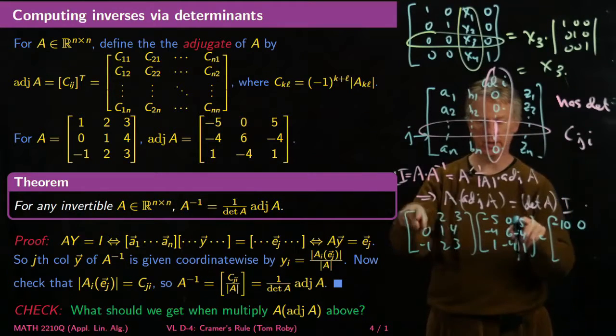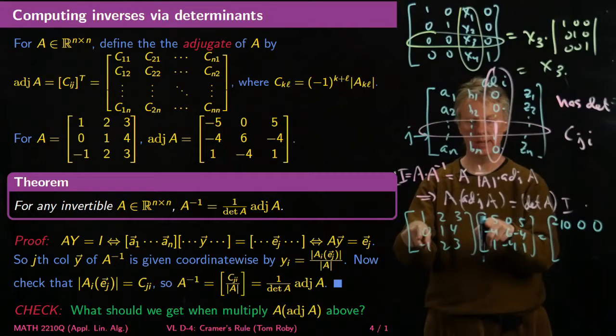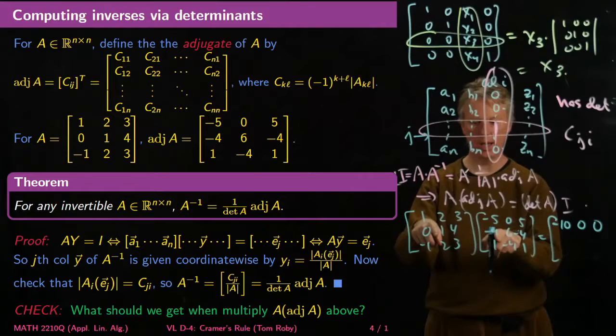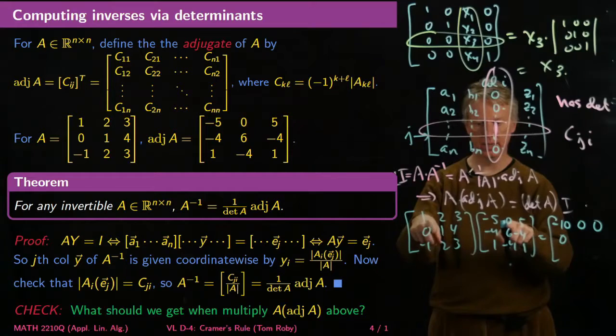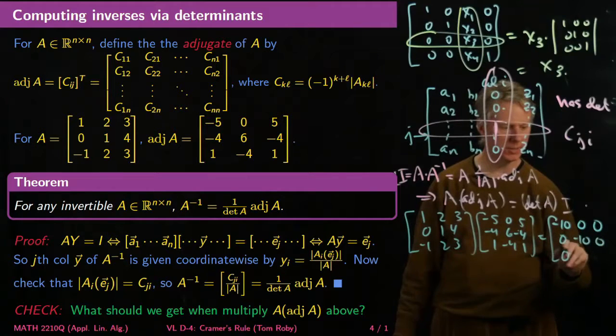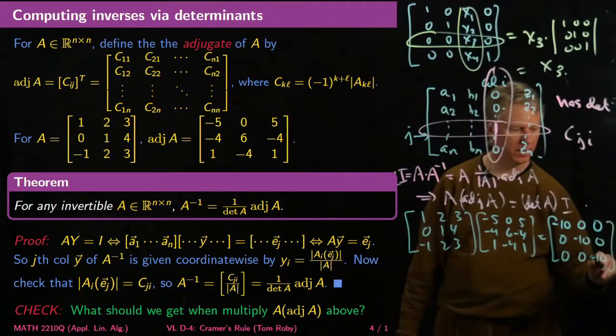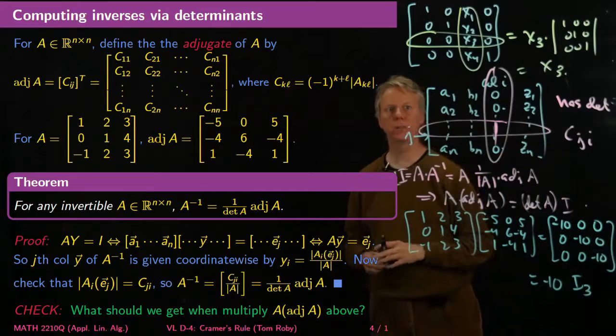And now if I do it here, I'll get 5 minus 8 plus 3, which is 0 again. And now if I do this one, I'll get 0, negative 4 plus 4 is 0. This middle one, I get 6 minus 16, so I get negative 10. And if you keep doing this, you'll see that you just get negative 10 times the 3 by 3 identity matrix.